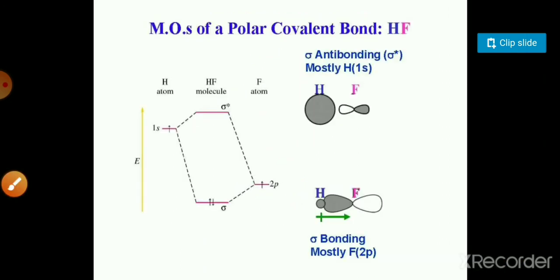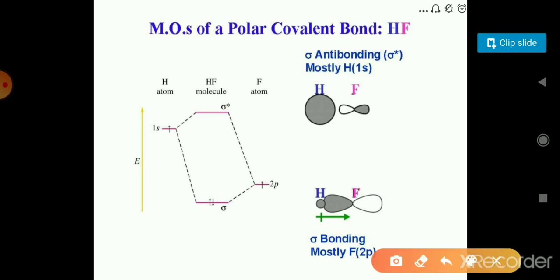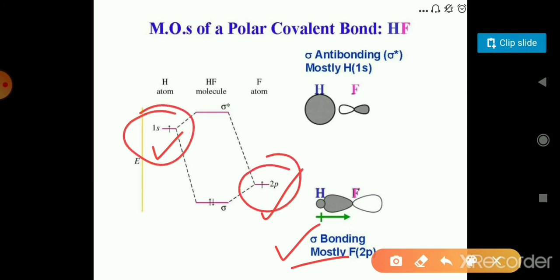So the M.O. of a polar covalent bond like HF is in this kind of molecule, where the energy levels of 1s and 2s are different. So what happens is that the sigma bonding mostly occurs in the HF bond, where one electron from the s orbital and one electron from the fluorine p orbital combine.